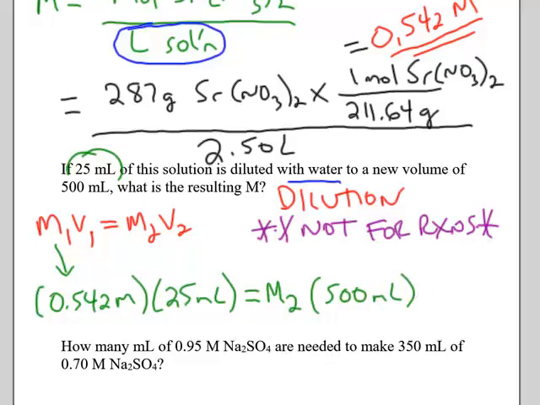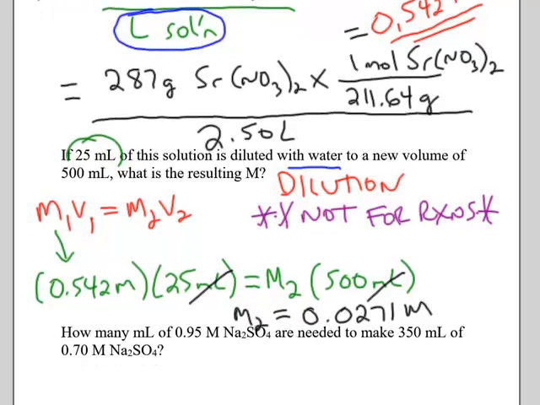So one nice thing about this dilution shortcut formula is the volume that you use on the left and the right will cancel out as long as you use the same unit. So you don't have to use liters or milliliters. You can use whatever's convenient in this problem, and those two units will cancel. Solve for M2. We know it has to be less than 0.542, and it is 0.0271.